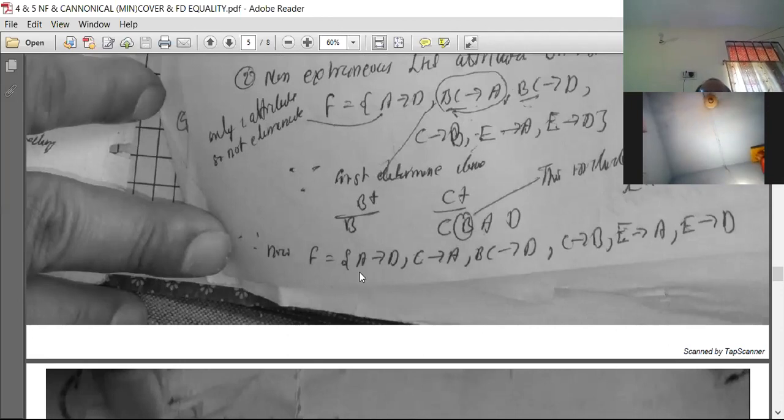So I have written A tends to D, and B I have deleted because in the C closure B came. I found the closure of C and got B. So I will remove B from here and write C tends to A, BC tends to D and C tends to B. All things I have written here. Now I will check the next.